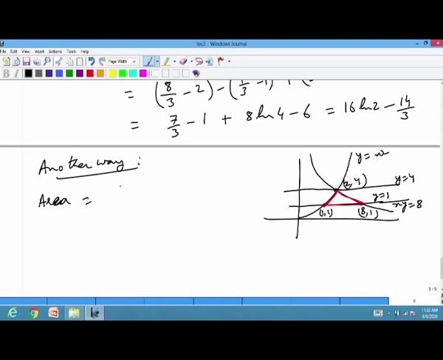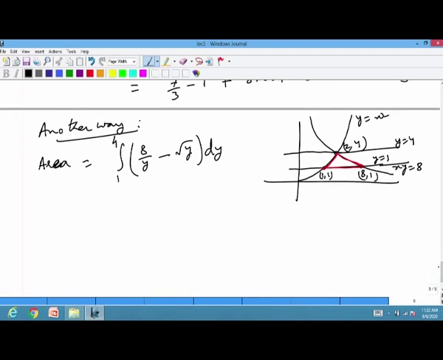I can write as, instead of integrating with respect to x, if I do with respect to y, this is the integral from 1 to 4 of 8 by y minus, y equal to x square means x is equal to root y, dy. So, the advantage here is that we can evaluate this as just one integral.